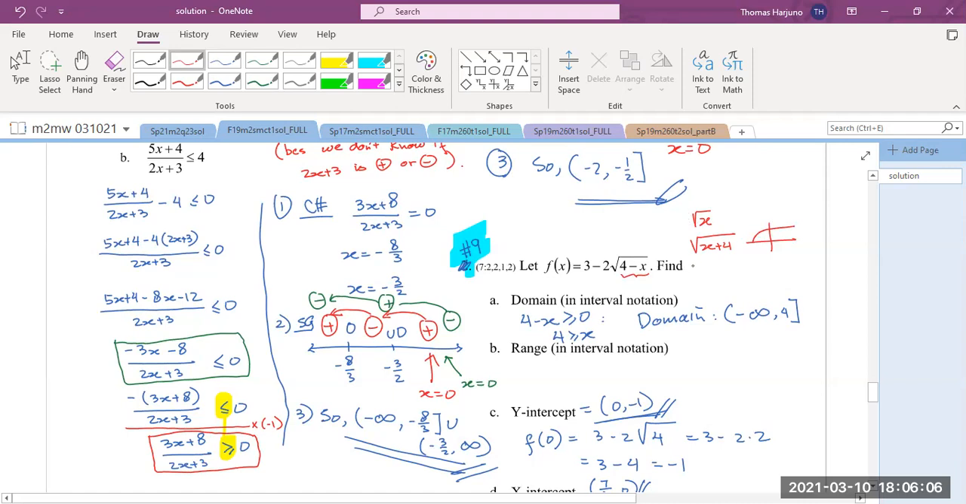Then replace x by negative x. That's how we get 4 minus x. Replacing x by negative x reflects the function with respect to the y-axis. And then how about the negative 2 square root of that? Well, that will flip it upside down and stretch vertically by a factor of 2. So it now looks like this.